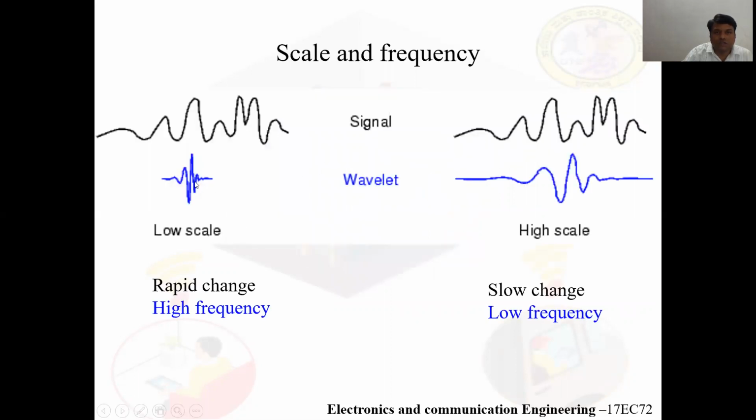This is a low scale, a rapid change, high frequency. This is a signal. Wavelet, this is high scale, slow change, low frequency. Low scale, rapid change, high frequency. This is a signal. See here, rapid changes and high frequency.